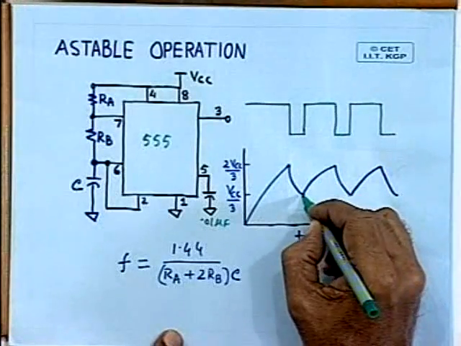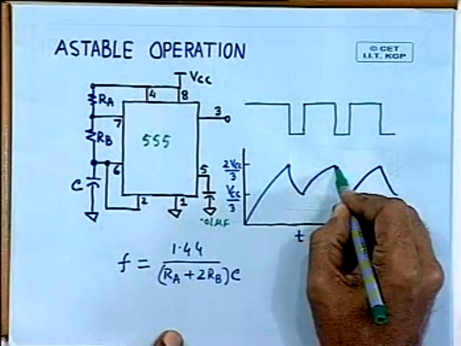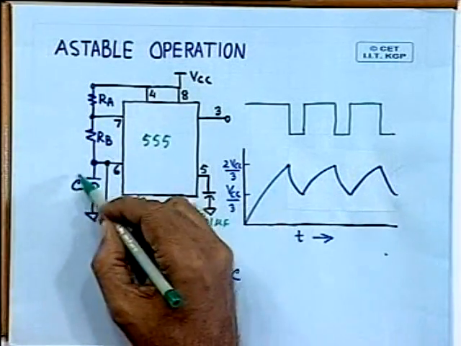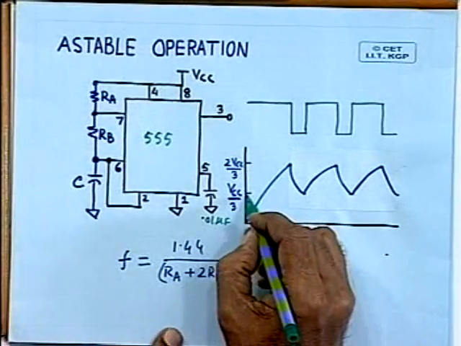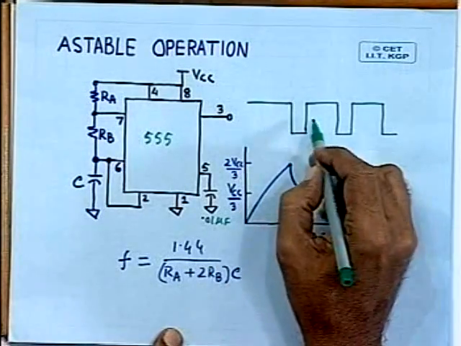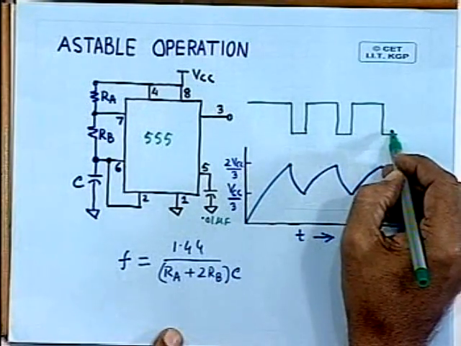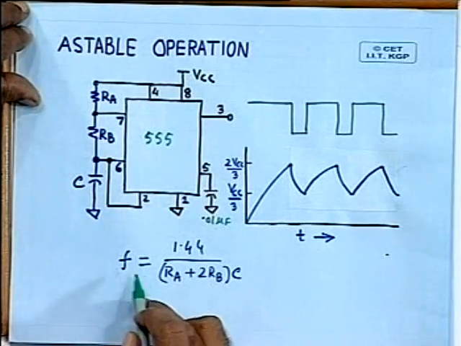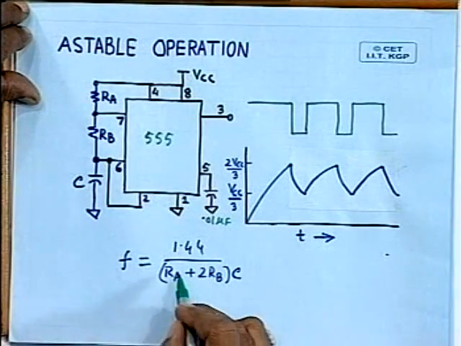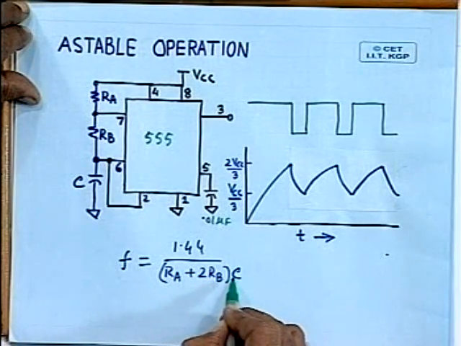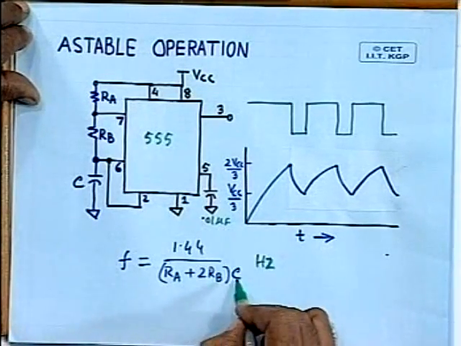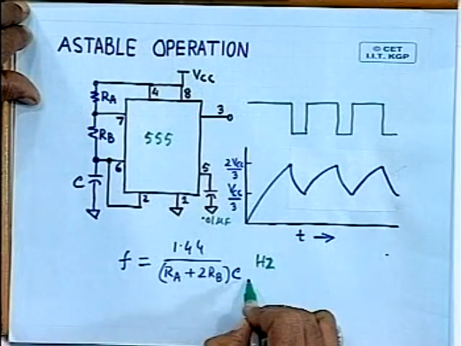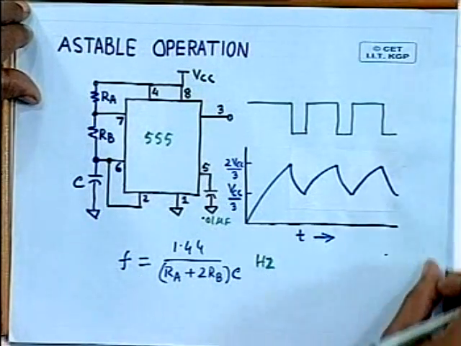So as you can see here, again the charging starts, and after that this capacitor keeps on discharging and charging between Vcc by 3 and 2 Vcc by 3, and at the output you get a clock signal. The frequency of the clock signal can be derived as 1.44 by (Ra plus 2 Rb) into C Hertz. So with capacitance in farads and resistance in ohms, you will get frequency in Hertz. This is how you can generate a clock with the help of a 555 timer.